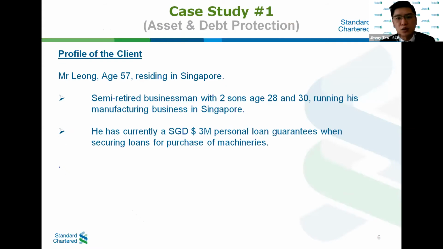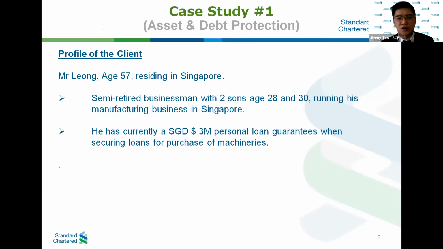Okay, just two quick case studies so that we can wrap up the whole webinar. First one will be on asset and debt protection. Of the customer, definitely not a real name, Mr. Leong, age 57, staying in Singapore. Semi-retired businessman, two sons, 28 and 30, running a manufacturing business.